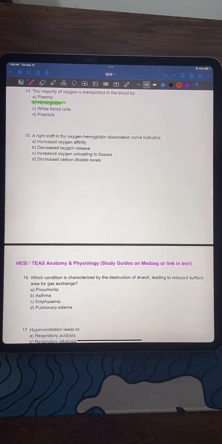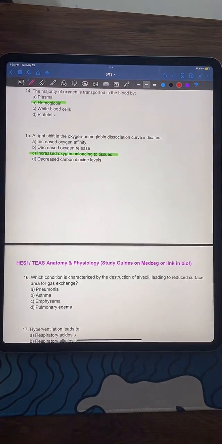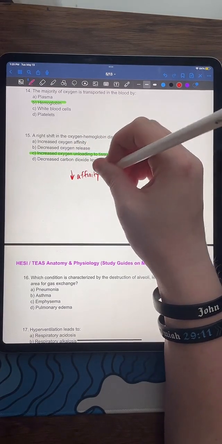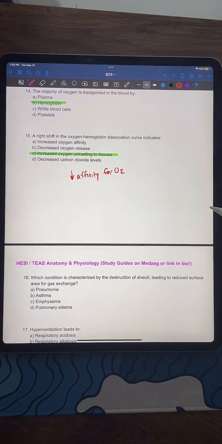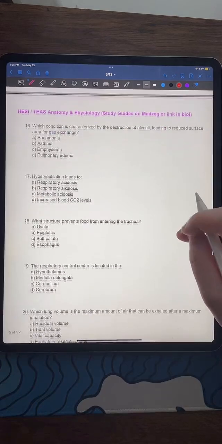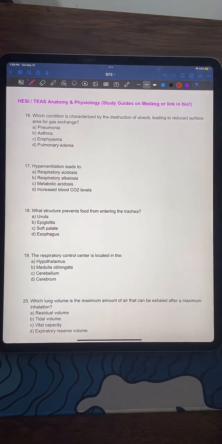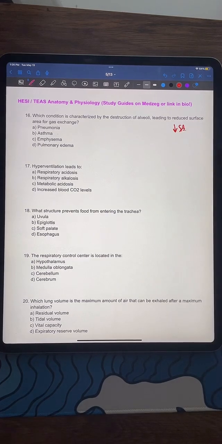But the oxygen-hemoglobin dissociation curve, right shift would indicate C, increase oxygen unloading to tissues. So a right shift means that hemoglobin has a lower affinity for oxygen. This allows for oxygen to be released into tissues more. Number 16. Which condition is characterized by the destruction of alveoli leading to reduced surface area for gas exchange?